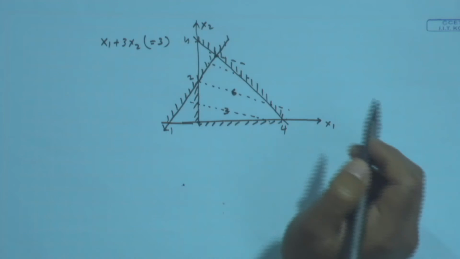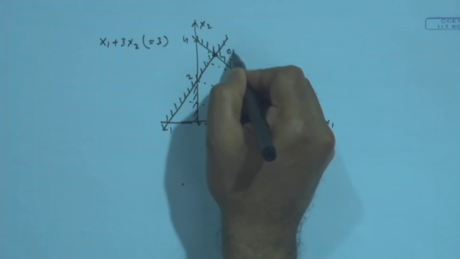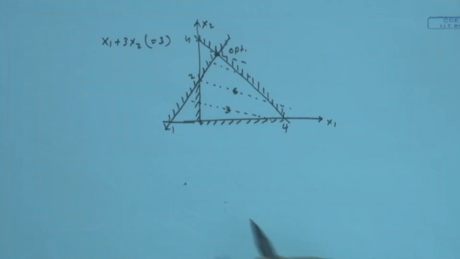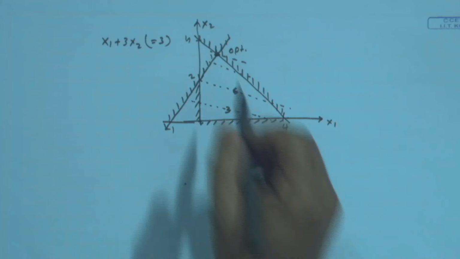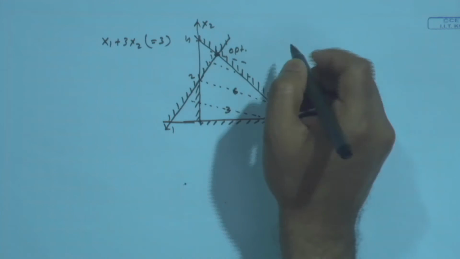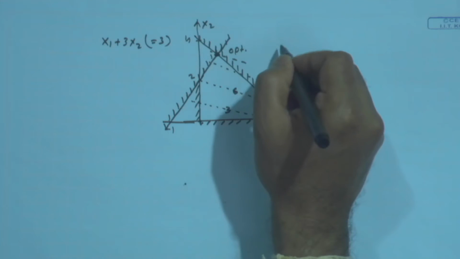Because you can't go any further. So that's your optimum. This is how you determine in a two-dimensional problem where the optimum is. Now we have to solve these two equations to know the coordinates. This is the intersection of the two constraints.